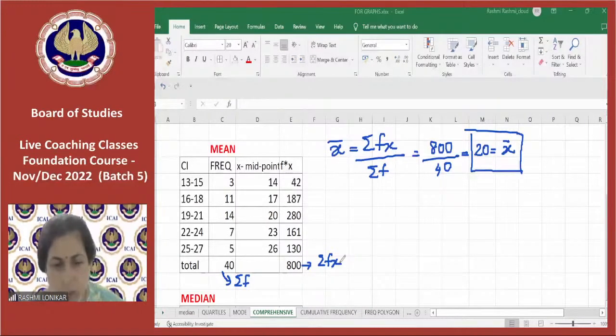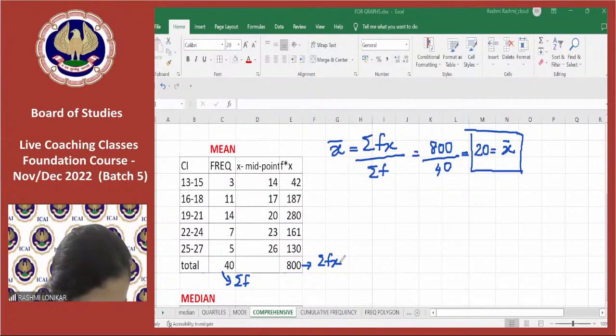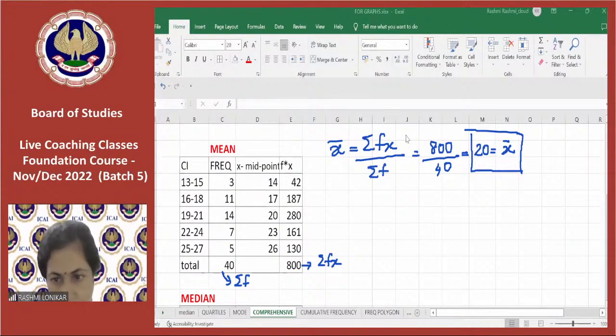So, I have got the mean. Everybody has understood this? Yes, clear? Yes, Rohini. Yes. Now, let us find the median of the same thing.